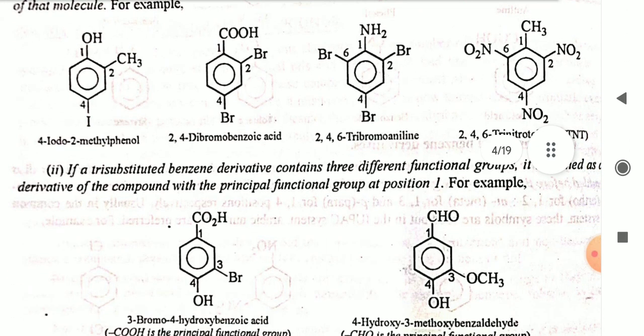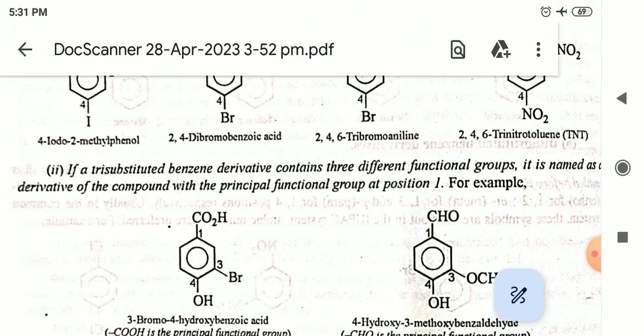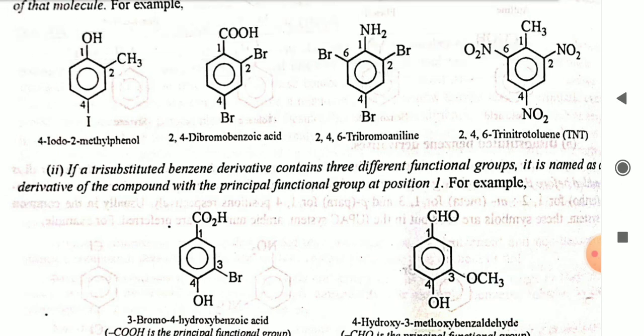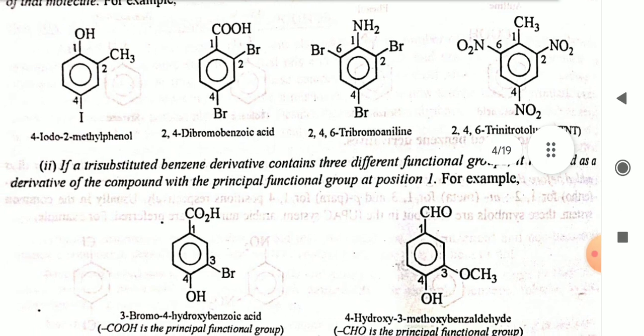Third, if a trisubstituted benzene derivative contains three different functional groups, it is named as a derivative of the compound with the principal functional group at position 1. For example, benzene ring with CO2H, bromine and OH has the name 3-bromo-4-hydroxybenzoic acid. Benzene ring with CHO, OCH3 and OH has the name 4-hydroxy-3-methoxybenzaldehyde.